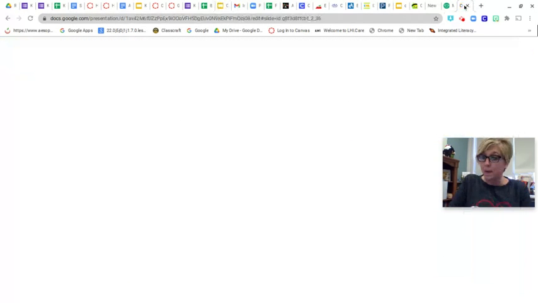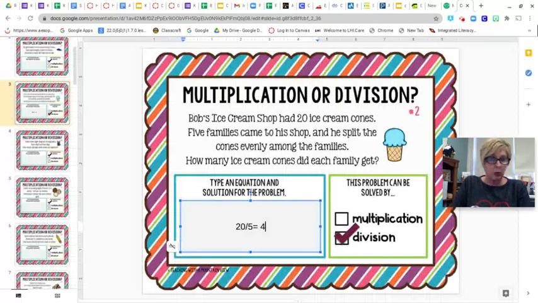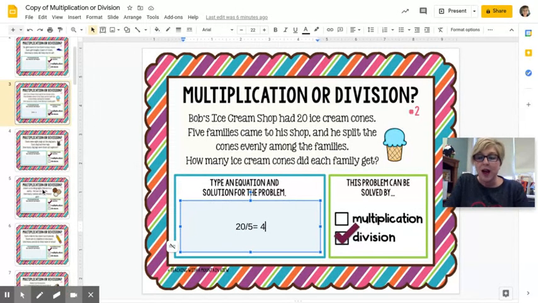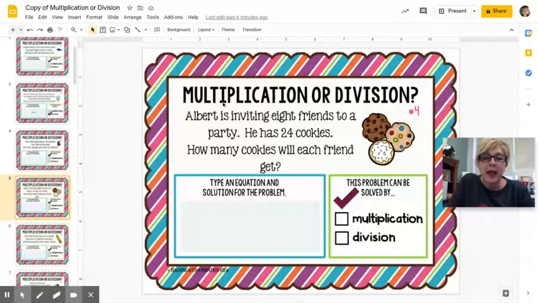So I'm going to jump back over to the different problems that we're going to use today. There was the one we did yesterday about the ice cream cones. I've got another one that we're going to read, and it's just like yesterday, where we need to decide if we are going to multiply or divide. I'll read it to you, and let's think about some clue words. It says, Albert is inviting 8 friends to a party. He has 24 cookies. How many cookies will each friend get?